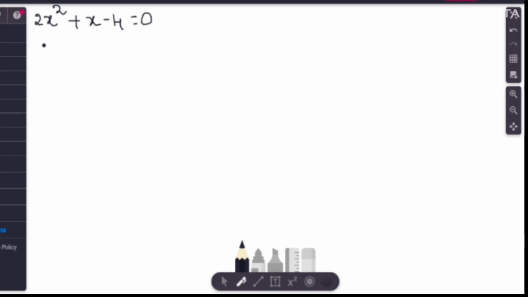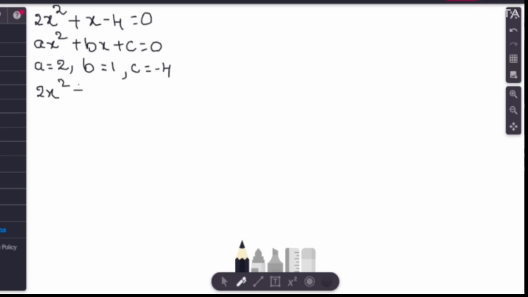The first step is compare the given equation with general form of the quadratic equation, that is ax square plus bx plus c is equals to 0. Here a is 2. X square coefficient is a, that is 2. B value 1. No number is there means 1. C is equals to minus 4. After comparison, transpose minus 4 to that side. Then 2x square plus x is equals to, by transposing minus 4 becomes plus 4.